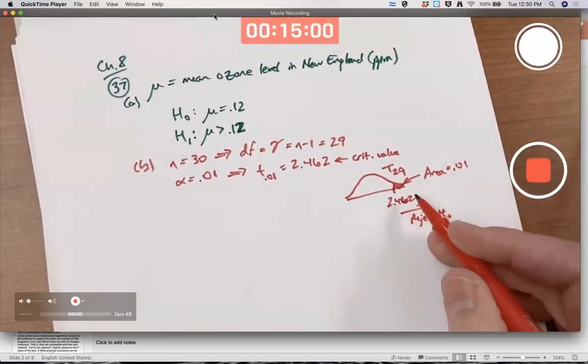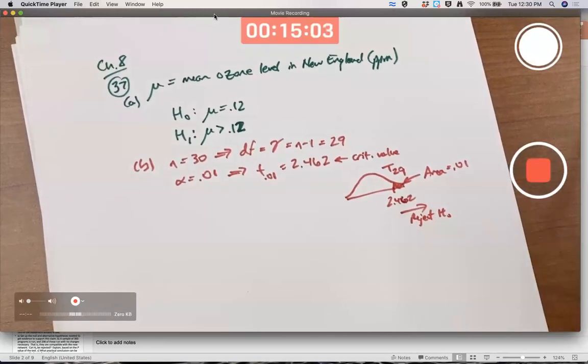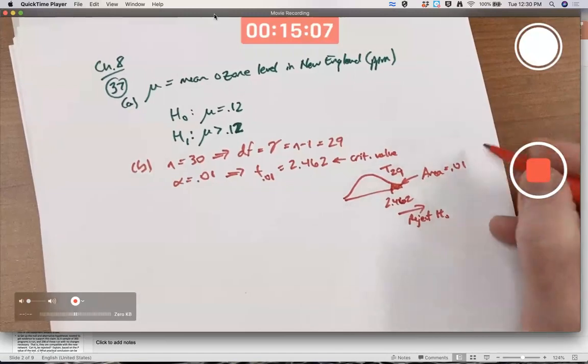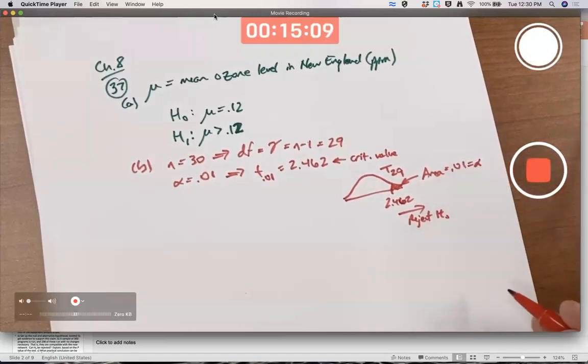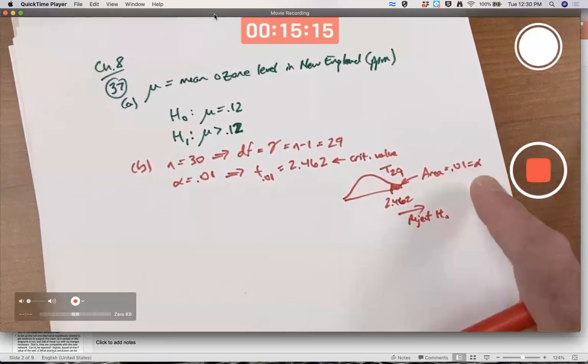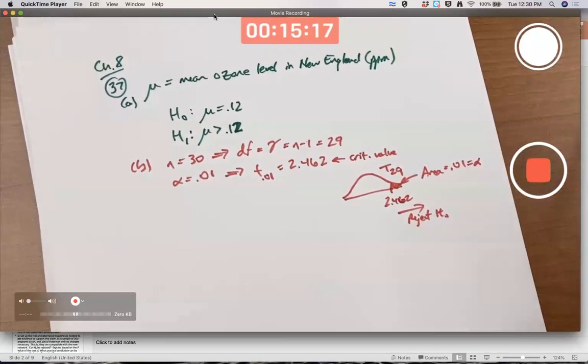Observed values of t statistics to the right of this correspond to p-values less than 0.01. This is the alpha. If we get a t statistic bigger than or equal to this, that means the p-value is less than 0.01, and that does lead to rejection, even though this problem doesn't talk about the p-value.